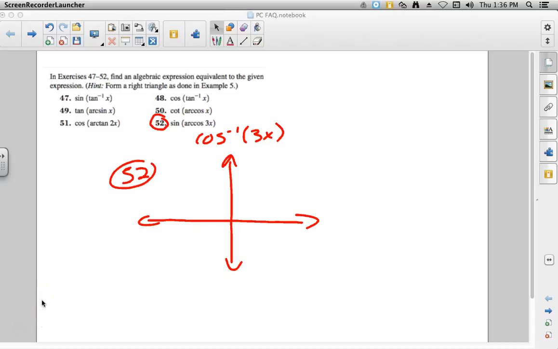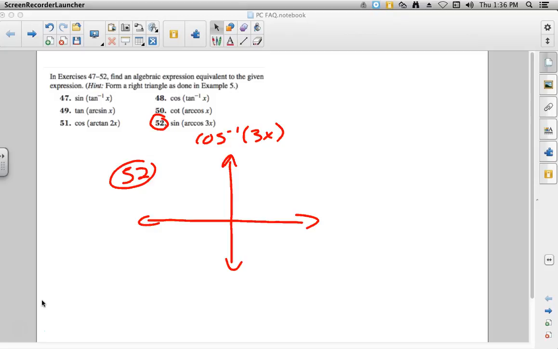These are the frequently asked questions for pre-calculus for section 4-7, day 3. I'm going to start with number 52, and it says in exercises 47 to 52, find an algebraic expression equivalent to the given expression. Hint, form a right triangle as done in example 5.